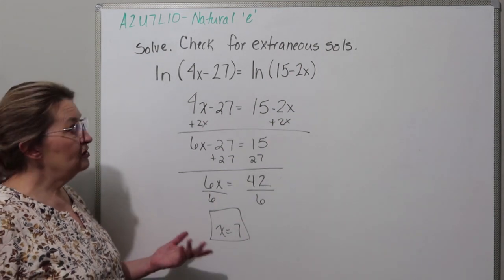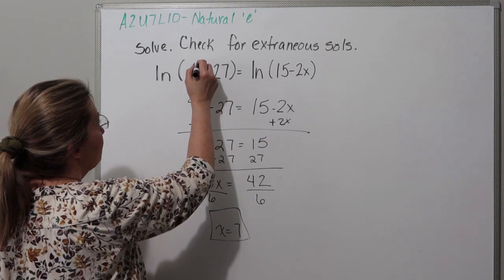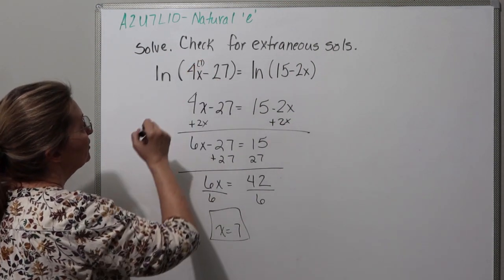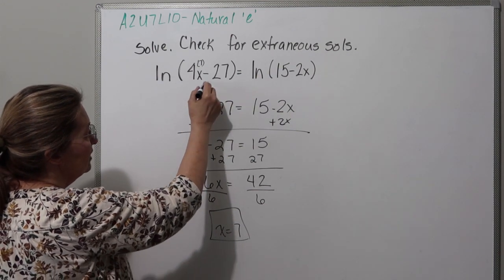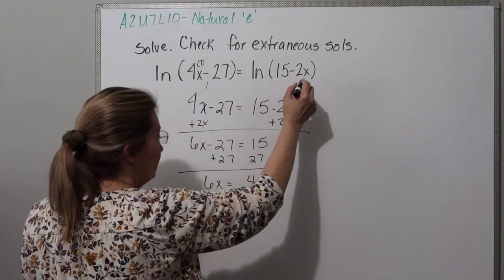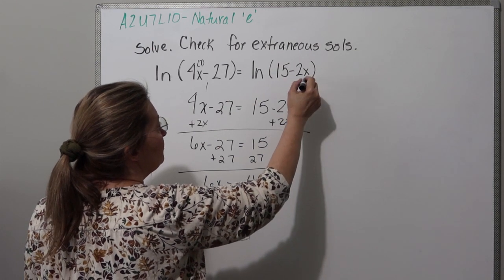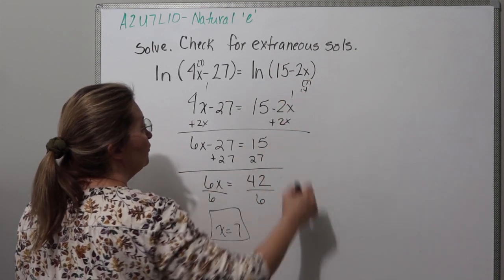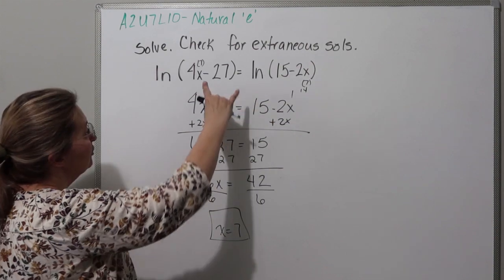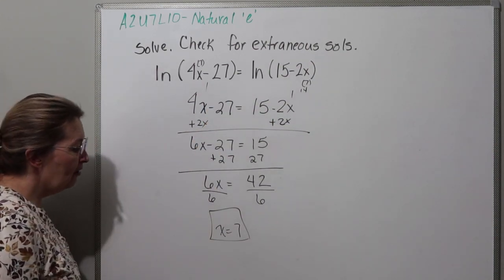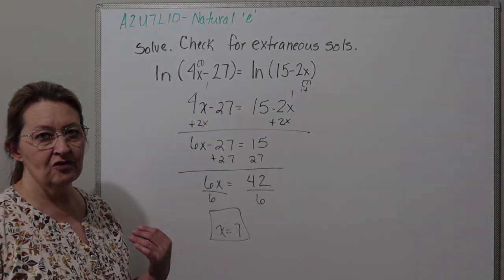Now let's check to be sure this is not extraneous. If I put 7 in here, 4 times 7 is 28, minus 27 is 1. And if I put 7 here, 2 times 7 is 14, 15 minus 14 is 1. The statement is true, there are no negatives in my logs, so 7 is the correct answer.